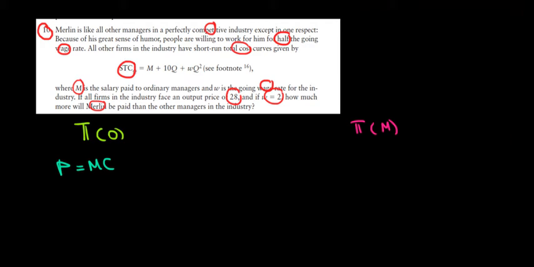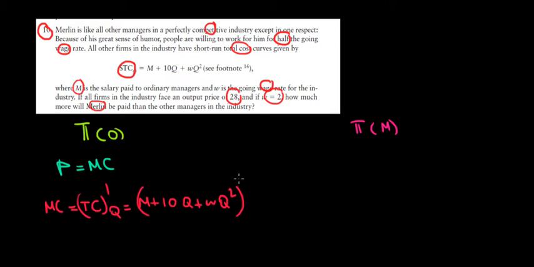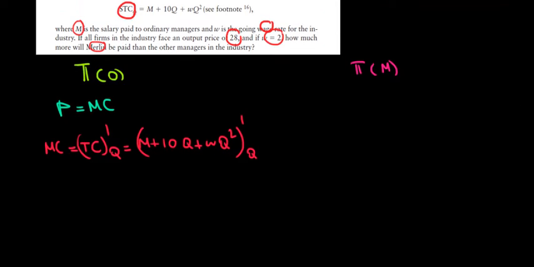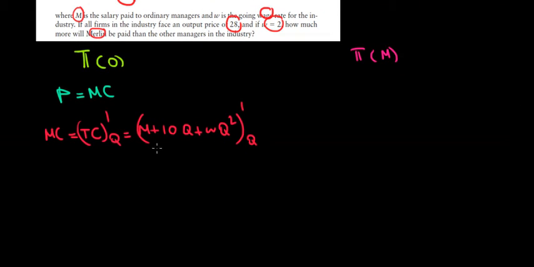Now we have the total cost. We know that the marginal cost is going to be the derivative of it. So the marginal cost is going to be the derivative of the total cost function with respect to quantity, meaning we're going to differentiate this whole thing. We're going to differentiate M plus 10Q plus WQ squared with respect to quantity. So let's do it. We will have now M derivative. M is just a salary to the manager, which is a constant. Derivative is just 0. So 10Q derivative is going to be 10, plus W, which is a constant, stays constant, times Q squared derivative with respect to Q, which is going to be 2Q.